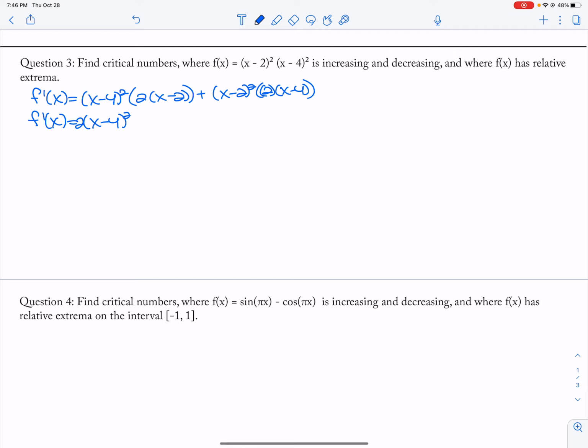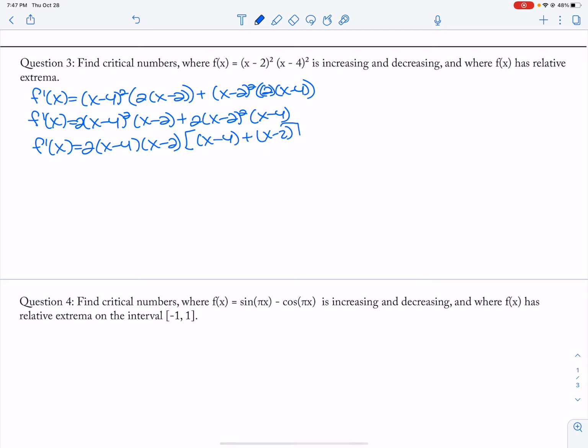I should put a 2 in front of there and an (x minus 2). And then a plus 2 times (x minus 2) squared and an (x minus 4). So I can do factor by grouping. So f prime of x is equal to 2(x minus 4)(x minus 2). And I'm left with an (x minus 4), and I'm also left with a plus (x minus 2). So then I end up with a 2x minus 6 inside here, which I can factor out another 2.